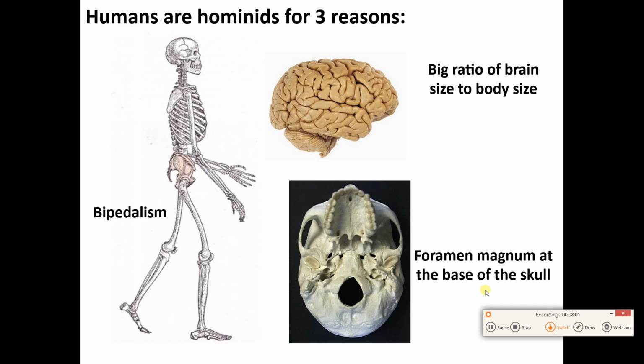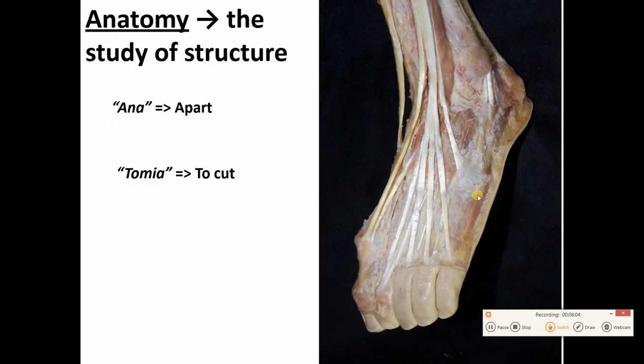Let's now move on and figure out what it means to do anatomy. Anatomy is the study of structure. So we're looking at where things are, what things are next to, how things appear, how they're attached, what parts do they have. Anatomy literally means to cut apart. The ana means apart. The tomia means to cut. Because of course, if you want to know what the parts of a liver are, you got to cut that liver up. So that is our definition of anatomy.